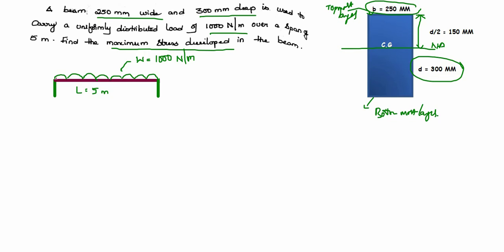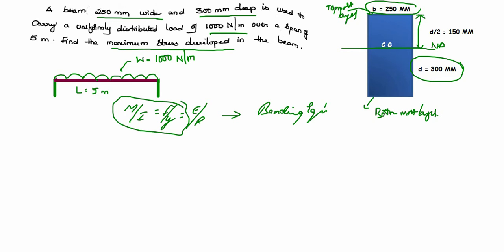So what is the equation that we need to use in order to find out the maximum stress? Yes, bending equation, M by I is equals to F by Y is equals to E by R. This is the bending equation. So now only the first two terms are sufficient for me to use, which is M by I is equals to F by Y, which implies, since I'm trying to calculate F, which is bending stress, F is equals to M by I into Y. And see here, what is M, what is I, and what is Y?